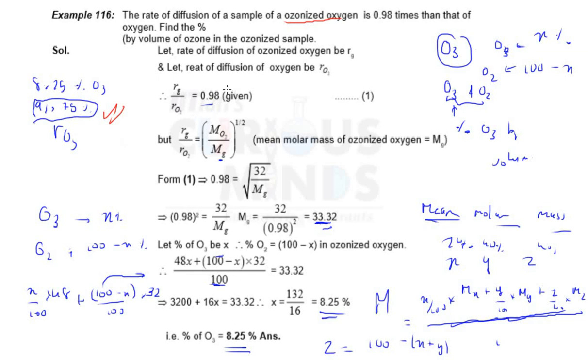From the given ratio of rates, find the molecular weight of the gas, then apply the mean molar mass formula and get the mole fraction, that is, the percentage of the mixture: how much percent ozone and how much percent oxygen. Then you can find the percentage purity by subtracting the percentage of ozone from 100. So 100 minus 8.25, which is ozone. This is impure because of the ozone, so it is 91.75% pure oxygen.